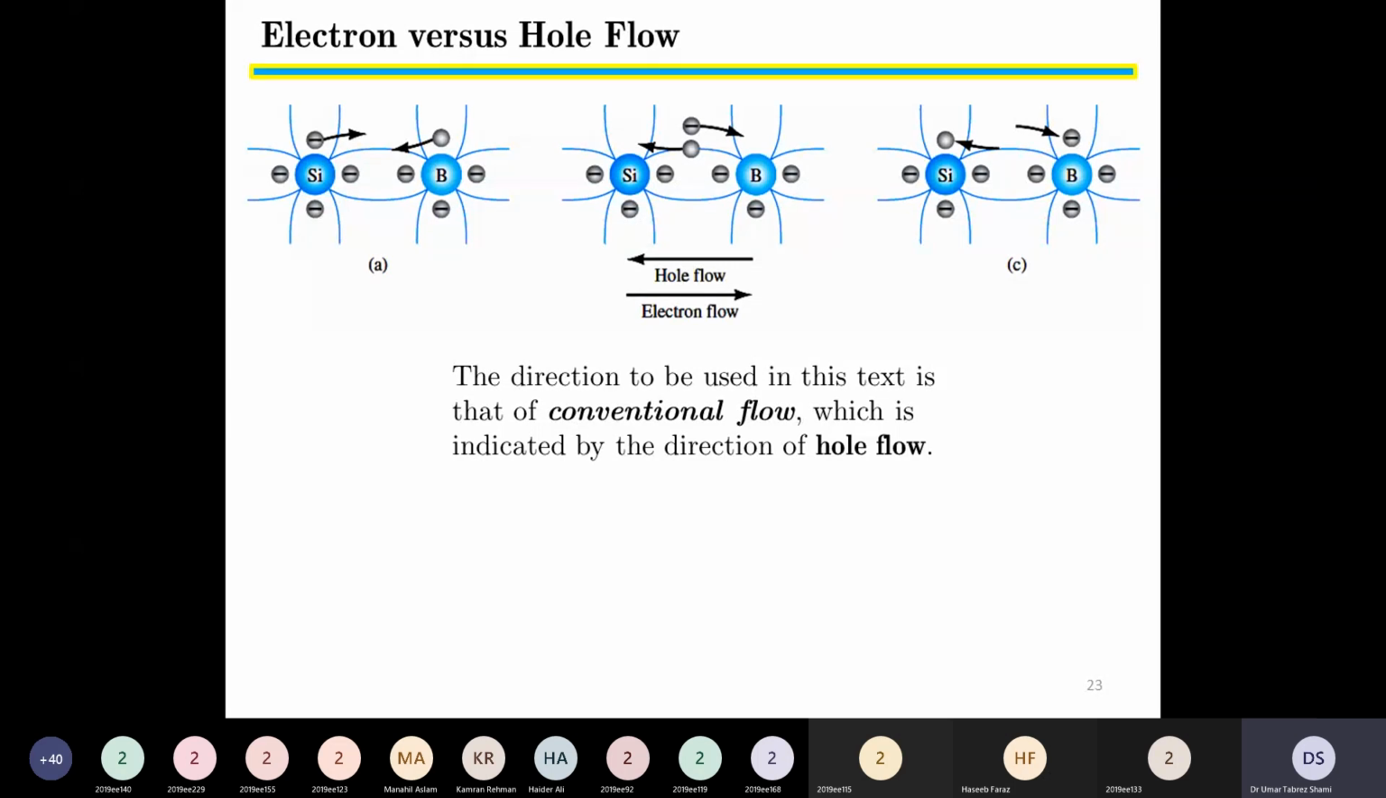So in this diagram, we see that when the electron moves, it leaves behind a hole. When the electron jumps from one position to another, it leaves behind a hole. So an electron will jump from one place to another hole, and where it jumped from becomes a hole.